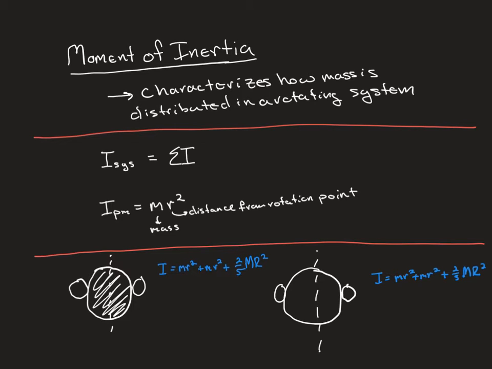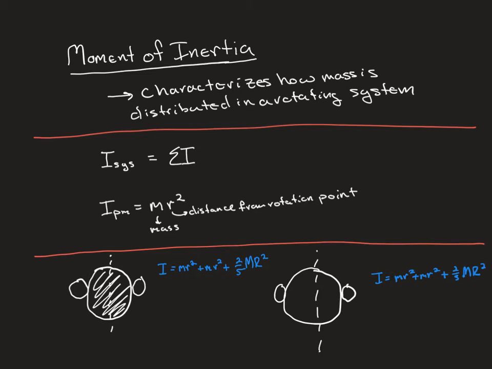And the term that we use to characterize how mass is distributed in the system when it's rotating is moment of inertia. Moment of inertia is represented by the capital I. And whenever we're calculating moment of inertia, we have to take into account everything in the system that is rotating. So moment of inertia of a system is the sum of all the individual moments of inertia in the system that are rotating. Now, how we do that is going to depend upon what our system looks like, of course.